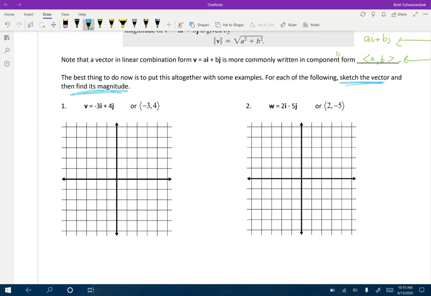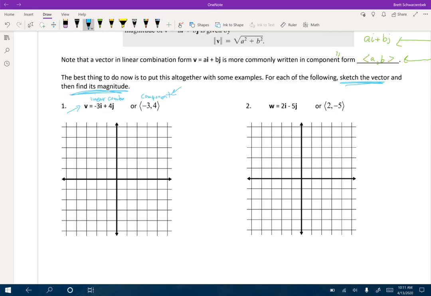So note, I gave this in linear combination form, or component form. They mean the same thing, but I wrote them both so you can see that they are synonymous in terms of what you do. Obviously, component form is more of a shorthand because you don't have to write the i's and j's and the plus sign. But in the textbook and in the notes, you'll probably see it more in linear combination form. So just take note of that.